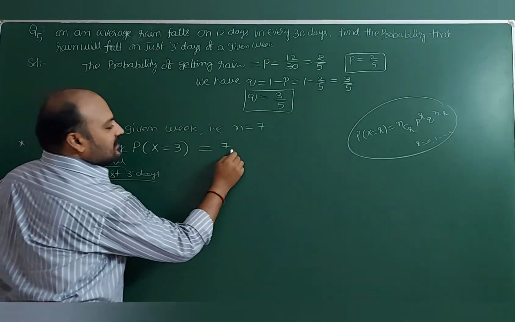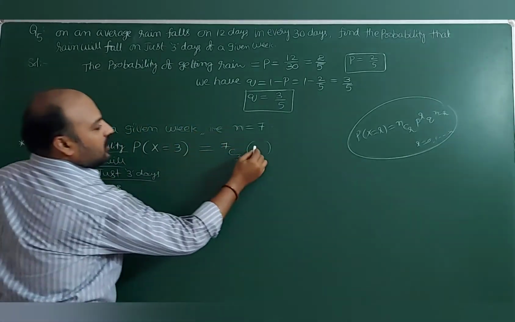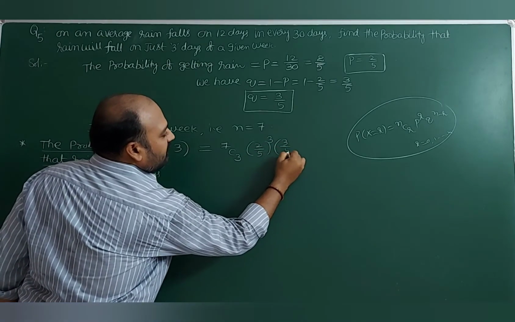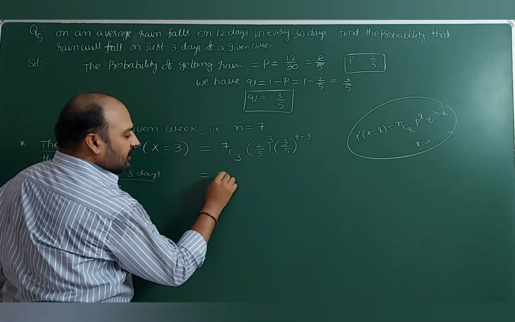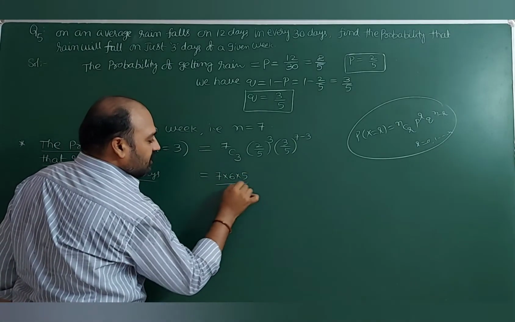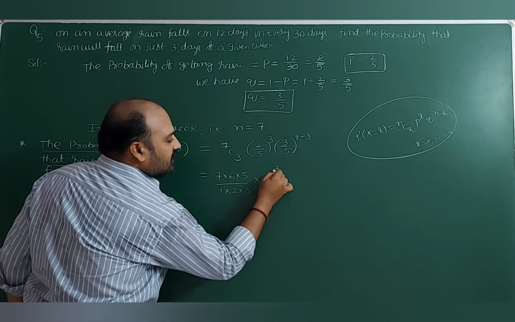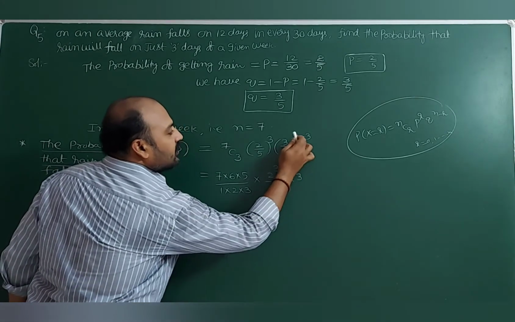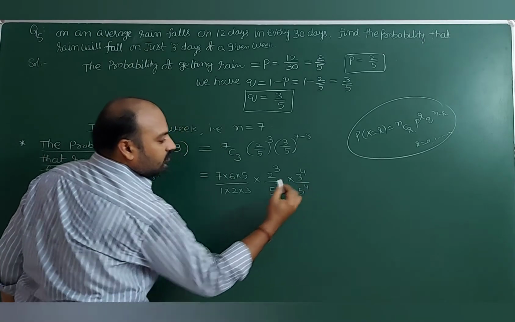So 7C3, P power, what is P? 2 by 5, (2/5) whole power 3, (3/5) whole power 7 minus 3. 7C3 means 7 into 6 into 5 divided by 1 into 2 into 3. 2 power 3 divided by 5 power 3, into 3 power, so 7 minus 3 means what? 4. So 3 power 4 by 5 power 4.